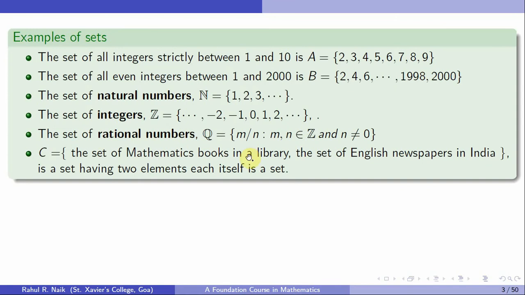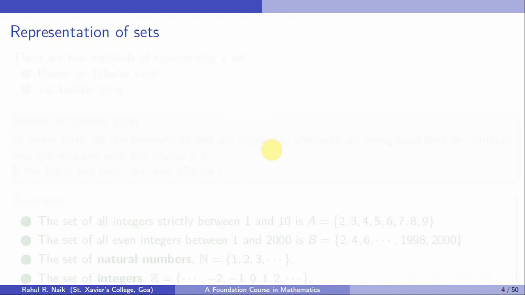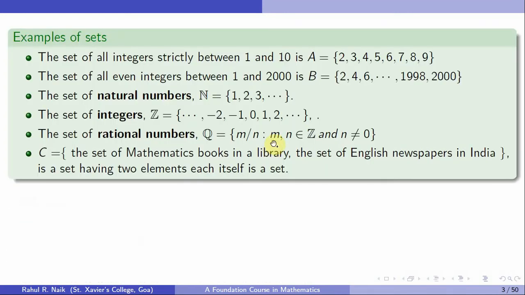The set of rational numbers. You know that any rational number is of the form m by n. So just look at the way it is written. We cannot list all the rational numbers, like say 1 by 2, 1 by 3. All these rational numbers cannot be listed. So what is the best way of writing the set? It's a set of the form m by n such that m and n are integers and n is not equal to 0. This colon denotes "such that", or it is also denoted by a straight line.